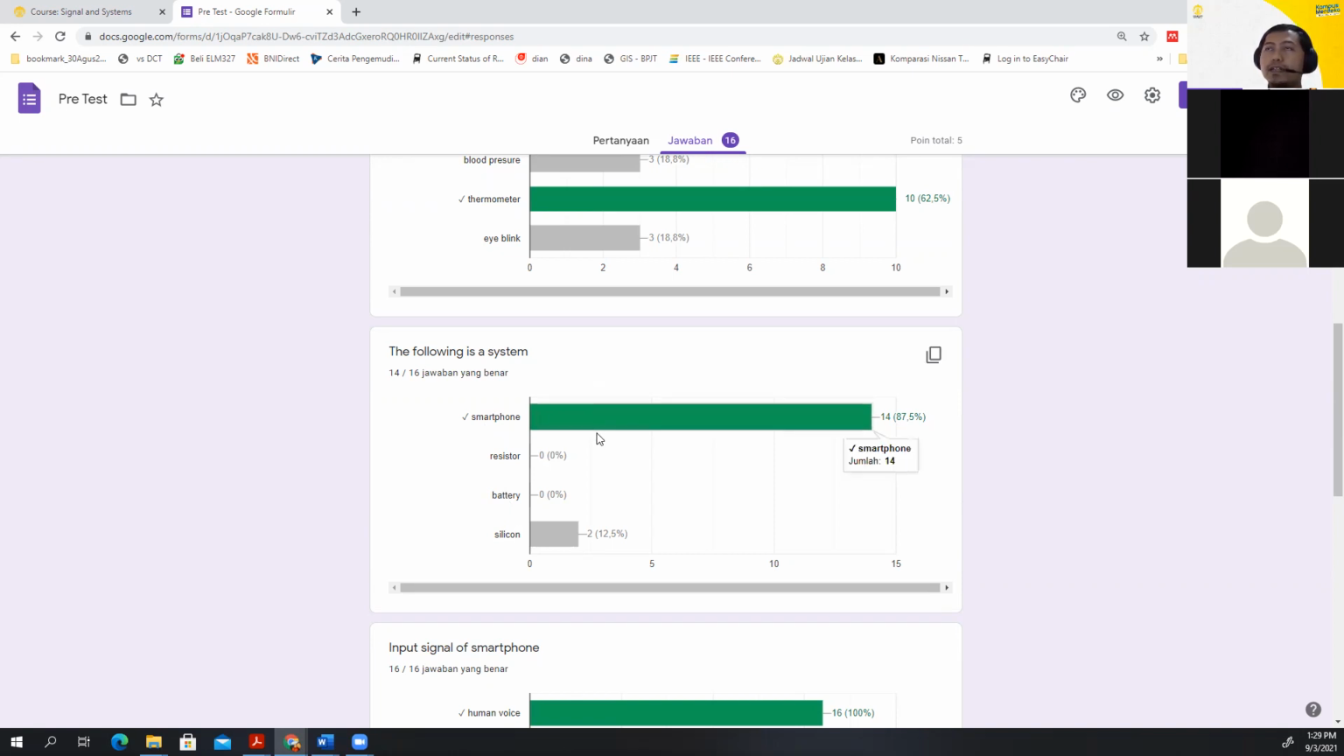What can we identify from them? First, a system usually has an input and an output. Input and output. So input, and this is output.